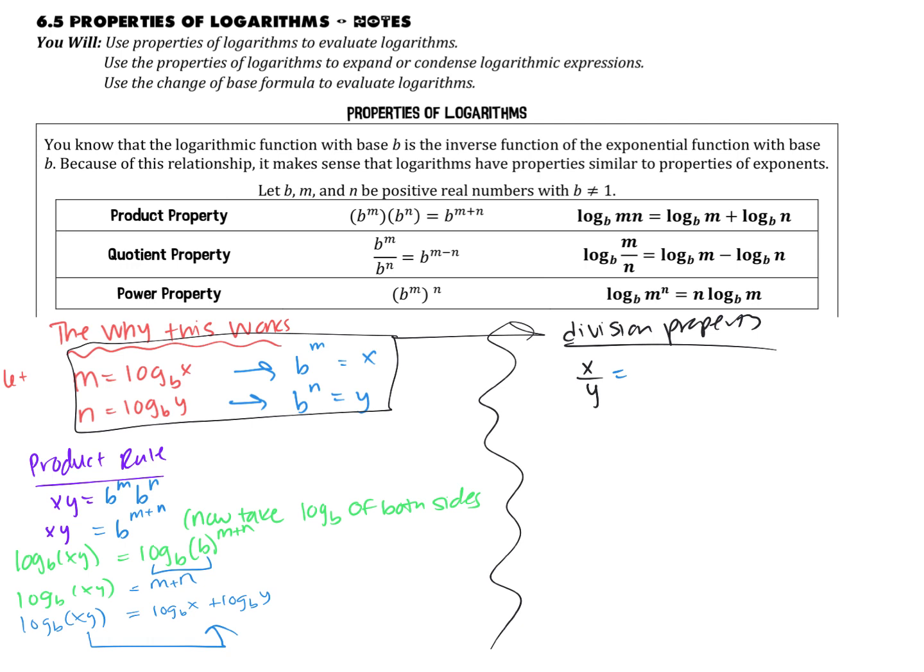Okay, well, this is going to be equal to b to the power of m over b to the power of n, which we know simplifies because of properties of exponents to be m minus n. Now we're going to do the same thing we did over here. We're going to take log base b of both sides.